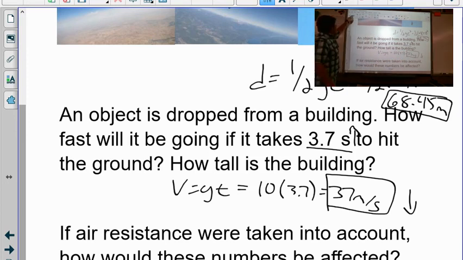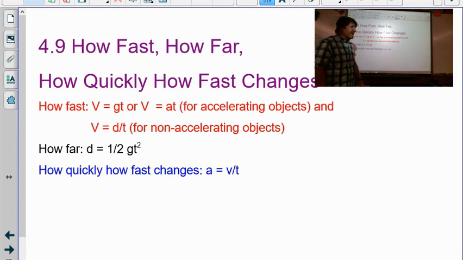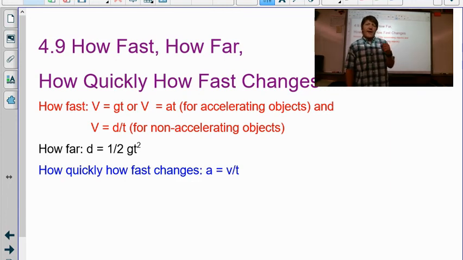Okay. All right, the very last thing. I know this has been long, I'm sorry. So how fast, how far, how quickly, how fast changes. When I first saw this in the book, I was like, what the heck are they talking about? They were just trying to make sure you understand the difference. What are we talking about when we say how fast? We're talking about its speed or its velocity. How far? We're talking about distance. How much distance does it cover? And that's going to depend on how fast it's going or how much it's accelerating.